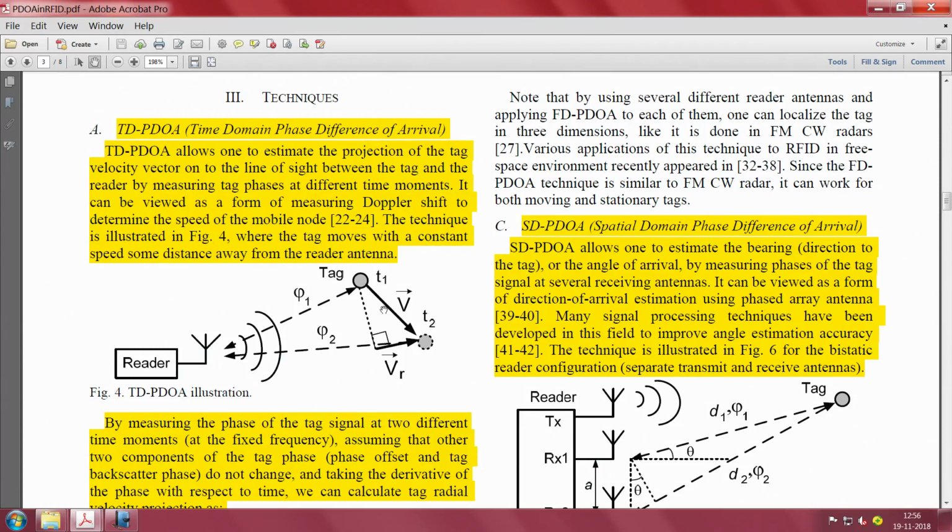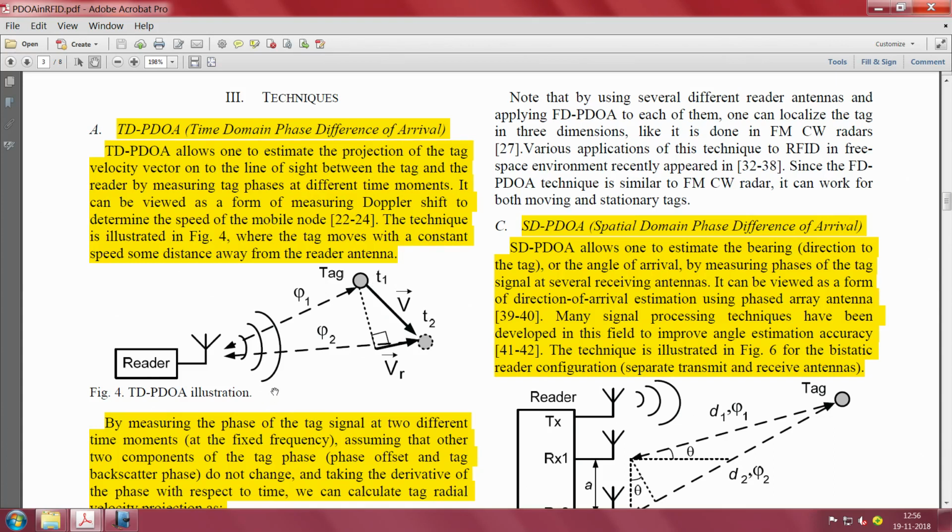Let us look at TD PDOA, which is the time domain phase difference of arrival. It is all written here very well. Let us see. So, first look at this picture. The picture says the reader is fixed to one position, typical of what I mentioned about the factory floor, and then there is a carton and the carton is carrying a number of tagged components, and you are interested in localizing these tags. So, the tag is moving across, and so let us see what exactly you have to do now.